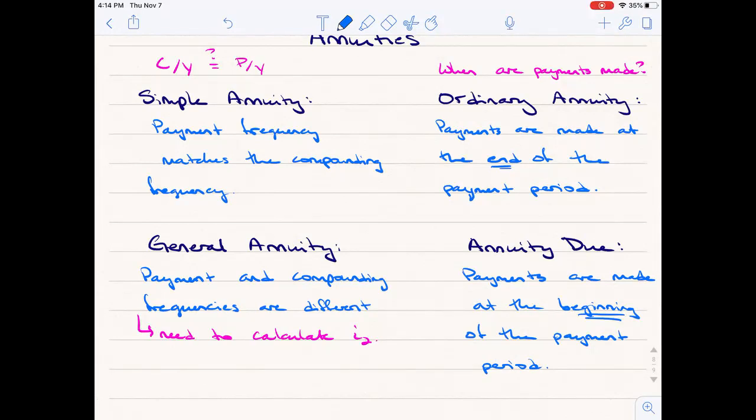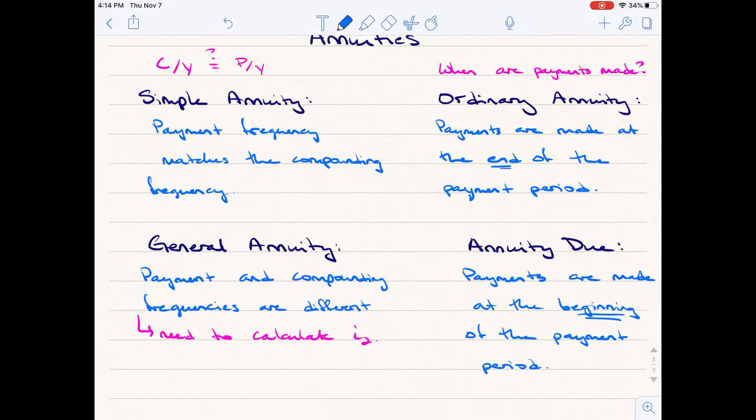So, like I said, as long as you've figured out when your payments are being made, and in chapter 6 that we're doing right now, we're going to talk about ordinary annuities, right? So these payments will always be at the end, right? That's going to be the default. If payments are being made at the beginning, it has to say explicitly, at the beginning of each month, at the beginning of each year, that kind of thing.